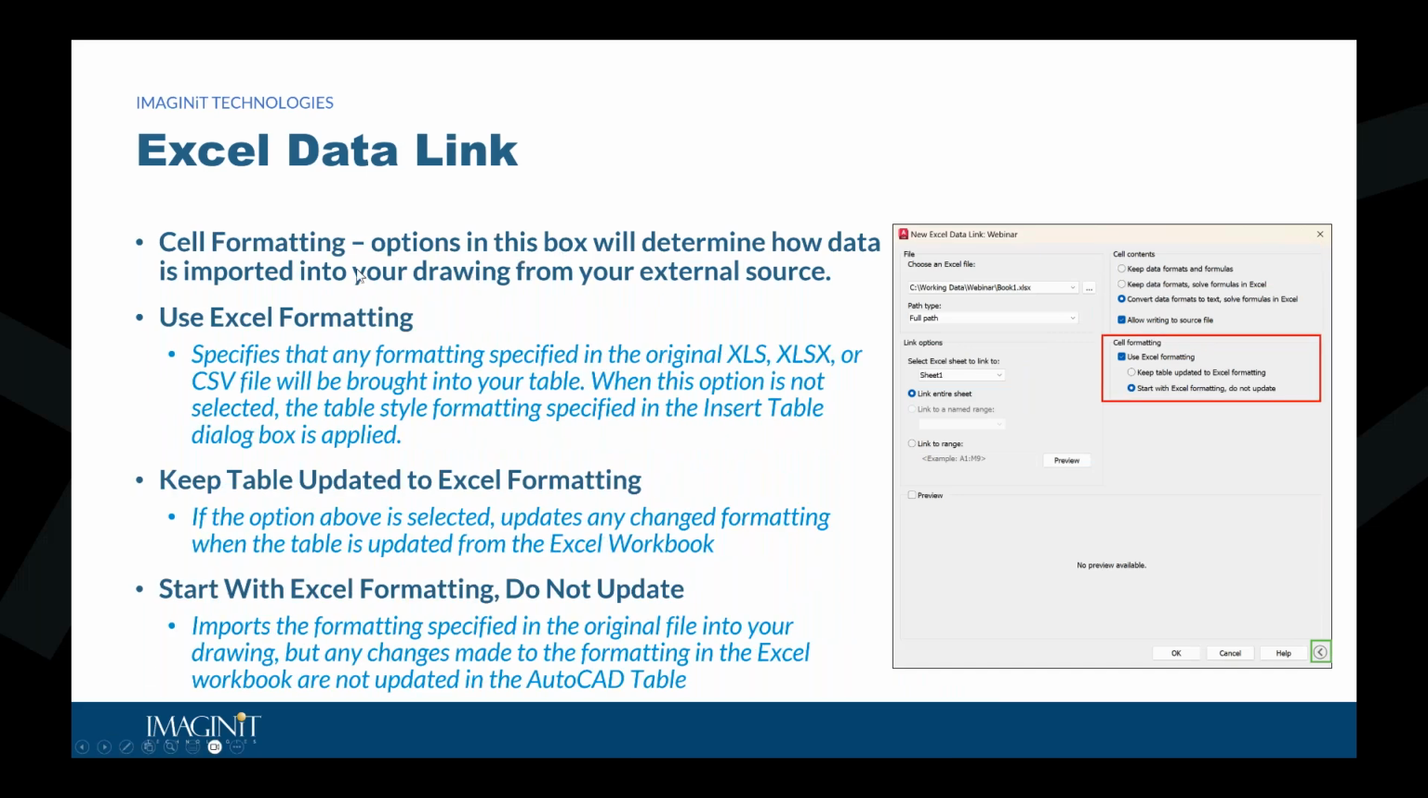All right, cell formatting here. The options in this box determine how the data is imported into your drawing from an Excel source. So do you want to use Excel formatting? Specifies that any formatting specified in the original XLS, XLSX, or CSV will be brought into your table. When this option is not selected, table formatting specified in the table boxes is used. Do you want to keep the table updated to Excel formatting, i.e. you change the color of the cell in Excel? Do you want it to update AutoCAD, yes or no? Or do you want to start with Excel formatting first and not update if anything changes in the Excel file?